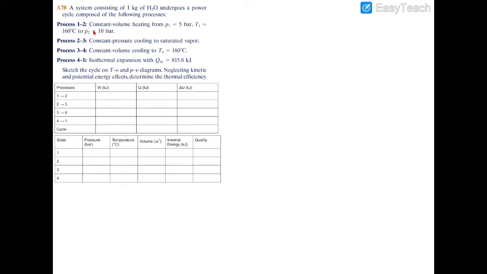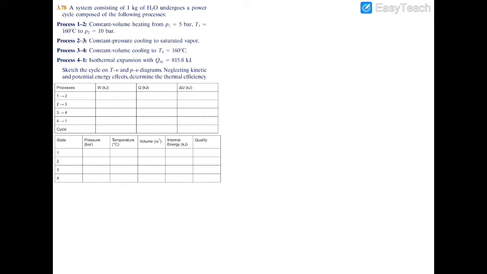So obviously there's a lot going on here, a lot of variables to keep track of, so I'm going to organize everything into 2 tables here. I have 1 table for each of the processes, 1 to 2, 2 to 3, and so on, and then I also have a table for every single state with every property at each state. So the best thing to do is to start off by filling in what we're given.